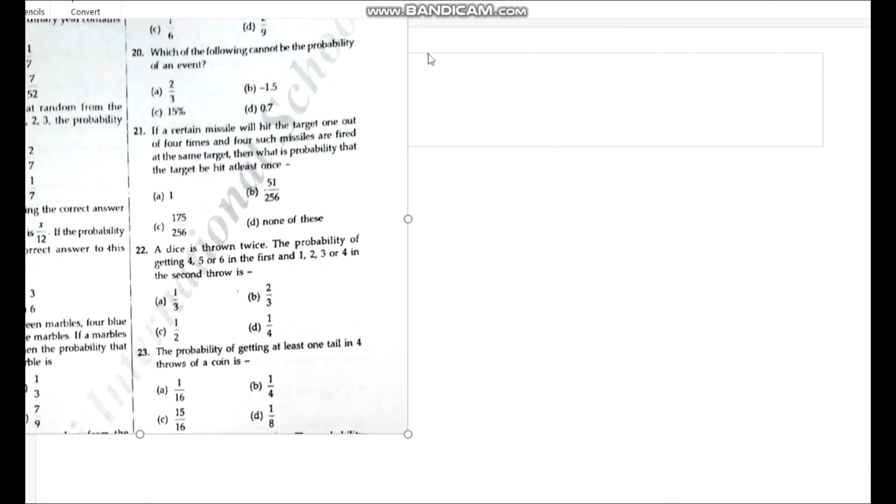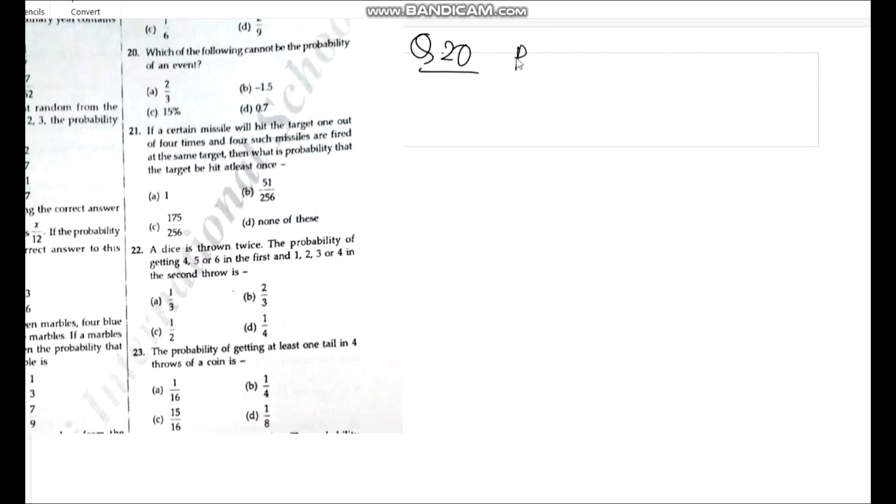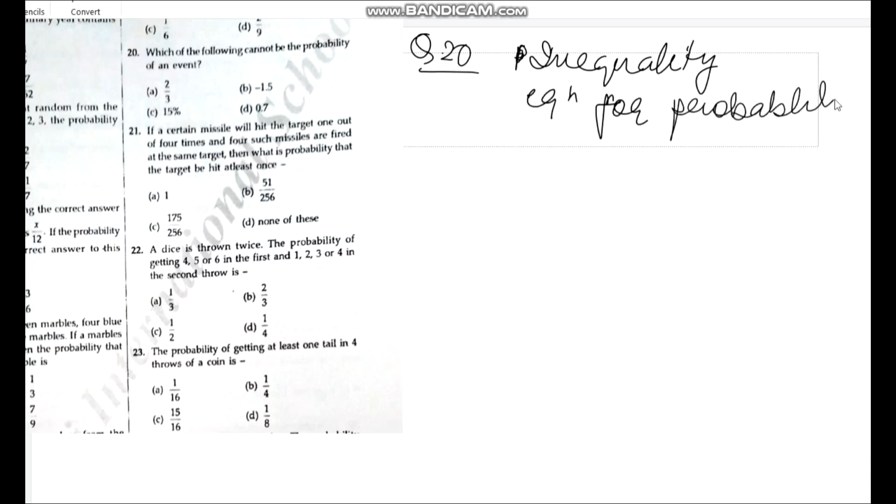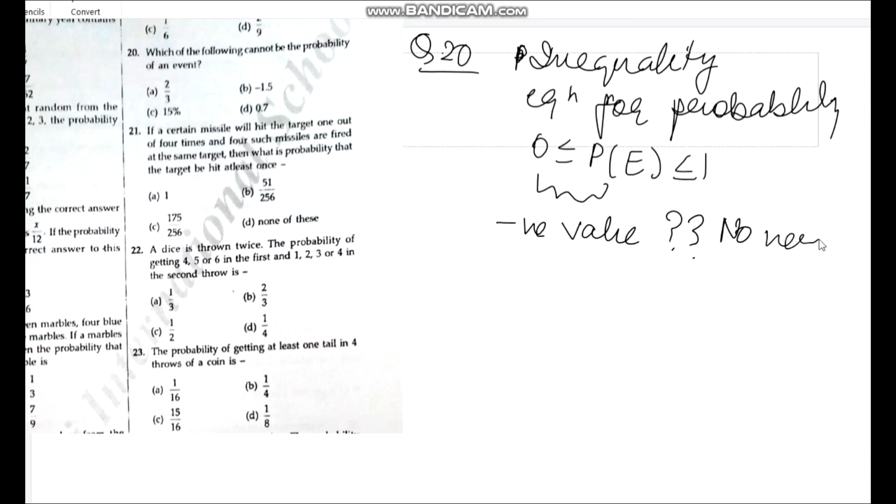Just right now I told you one thing, and I can say one more thing: the inequality equation, more appropriately for probability, will be like this way only, right? So can it be a negative value? You will say no, never. Probability can't be negative, right? So now check, can this happen, minus 1.5? No, it is not possible. Minus 1.5 is not possible at all. Okay, so your option will be B only.